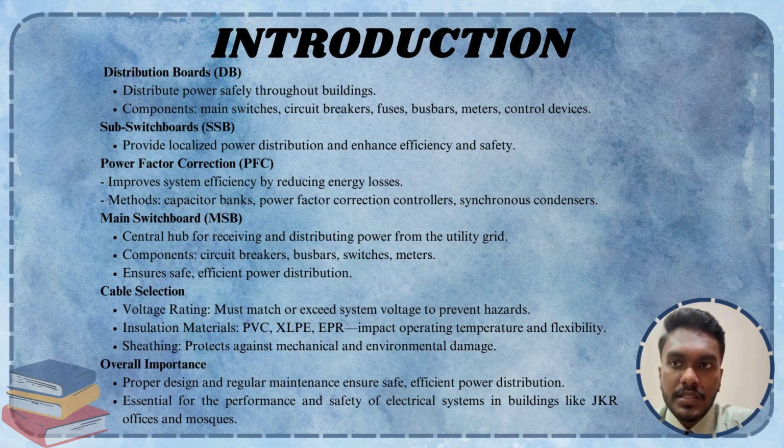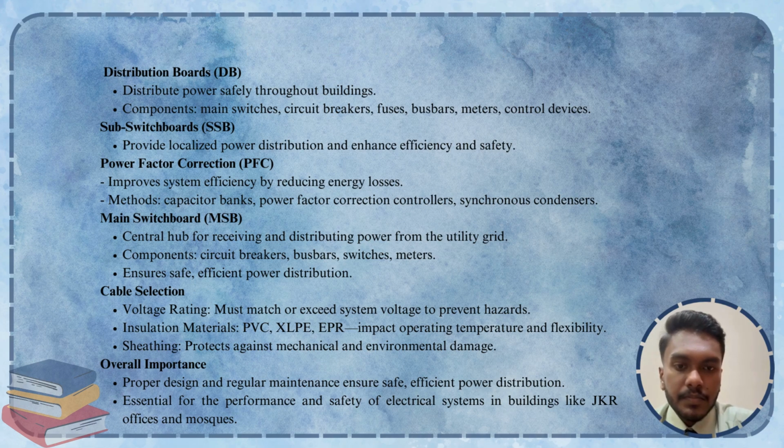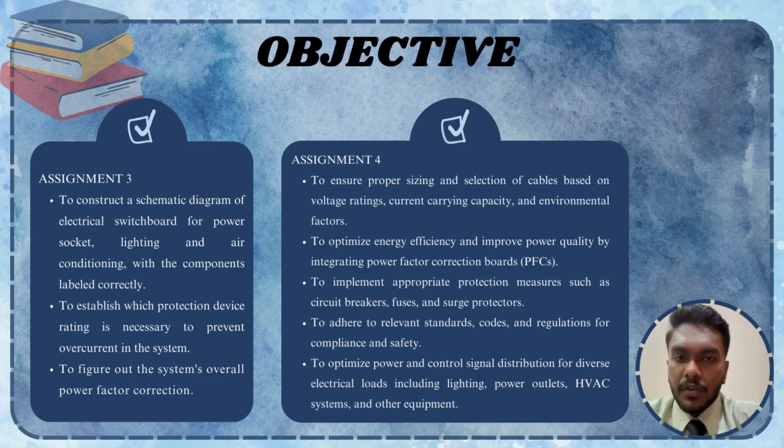The main switchboard serves as the central hub, receiving the power from the utility grid and distributing it to the various sub-switchboards or equipment. Proper design and regular maintenance of this system ensure the safe and efficient power distribution. When selecting the cables, consider the voltage rating, insulation material and sheathing to prevent the hazards and ensure the reliability. This careful design and selection are essential for maintaining the performance and safety of the electrical system within buildings like JKR office and mosque.